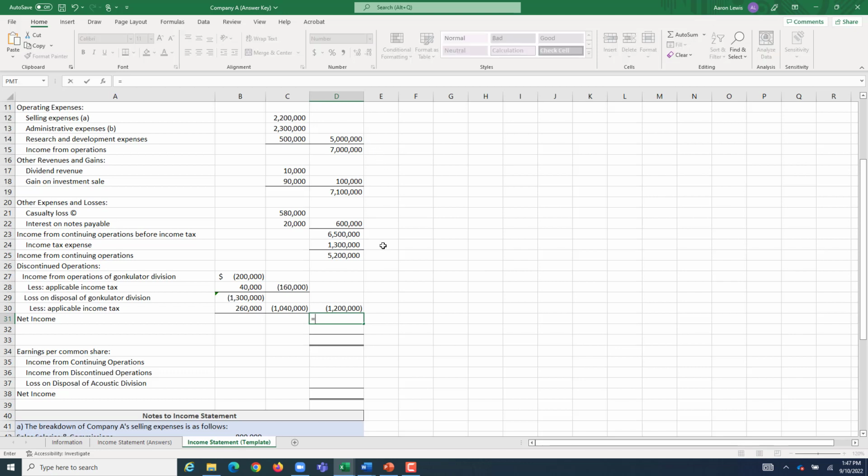So if we had $5.2 million of income from things we're going to continue to do in the next period, but we lost $1.2 million from this operation, which we're discontinuing, we're not going to do in the next period, during this period, our net income should be $4 million.